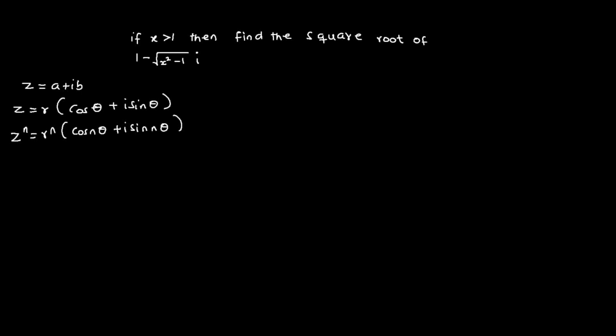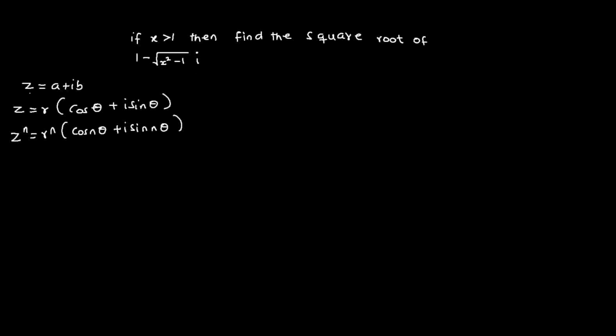So let's try our hands on this question that I have on the screen. The question says if x is greater than 1, then find the square root of 1 minus the square root of x squared minus 1 multiplying i. What you have here is a complex number, okay? And you've been told that if x is greater than 1, then let's find the square root of this complex number. So let's look at how you are going to do it.